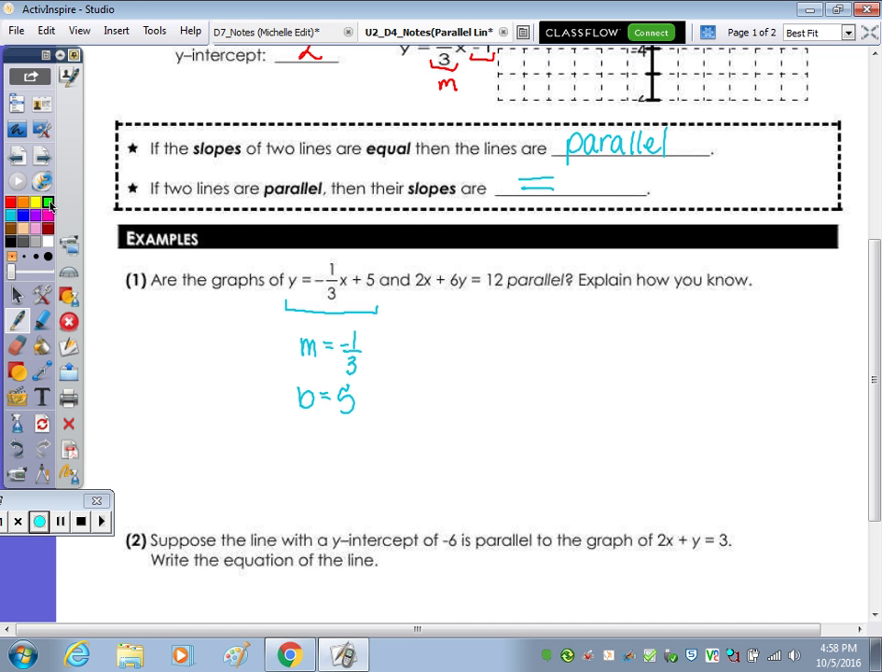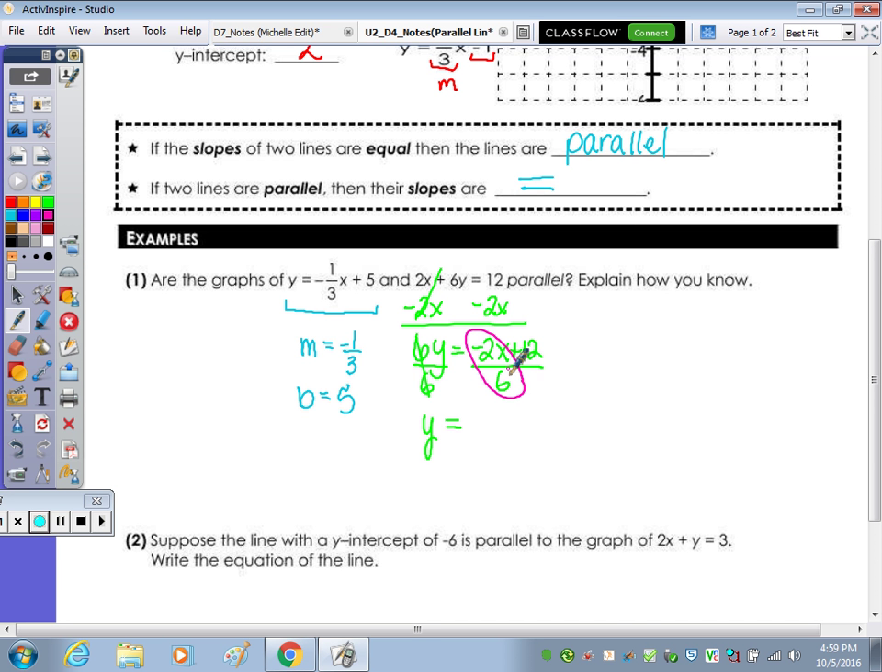In order to determine if it's parallel, I need to look at their slope. So I'm going to take this equation and solve for y so I can look at it in terms of y equals mx plus b. So subtract 2x. I have 6y equals negative 2x plus 12. You could write 12 minus 2x, but I want the x term first. Divide by 6. 6 over 6 is 1, or 1y. Now I'm going to divide the 2 by 6.